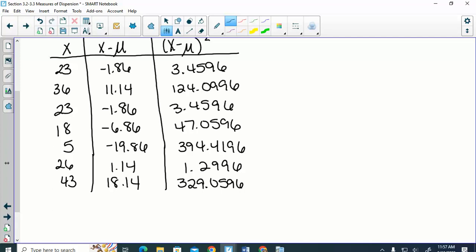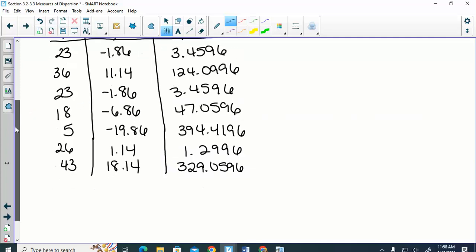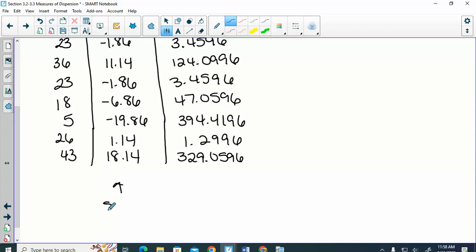So, a quick check to look for mistakes. X minus mu, each value minus the mean. What do you think that should add up to? If you have the middle, then you should have the same amount above and below, right? 0. So if we did it right, that should add up to 0. That's just a quick check to catch if any of your numbers are off. So this should always add to 0.